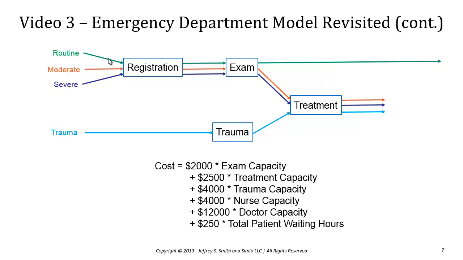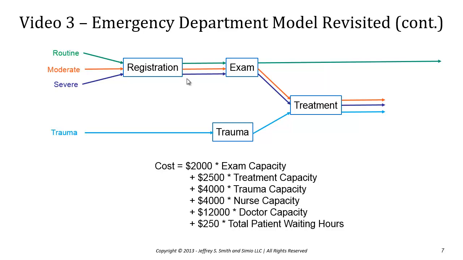In the third video, we'll pick up where we left off with the emergency department model and look at using the OptQuest add-in to determine optimal resource allocation. So we'll start with the model we left off with in the previous video, where we have our 4 patient types and they go through the registration, exam, trauma, treatment room, just as they did before, and we had allocated a total cost for a particular configuration.